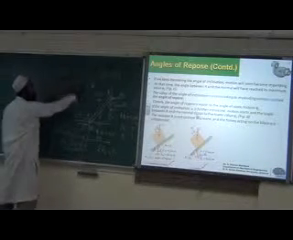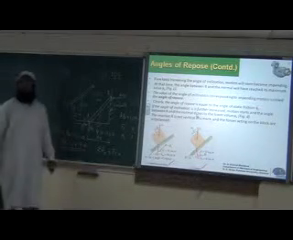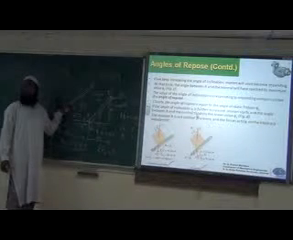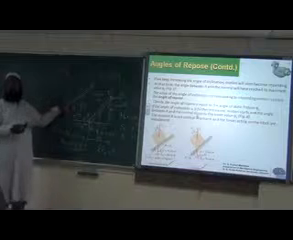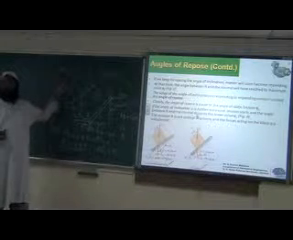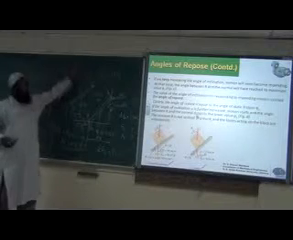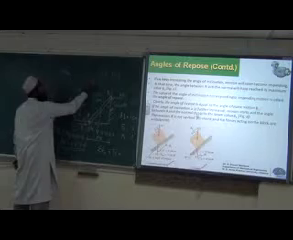Take moment of all the forces about point P. If I take the moment about A, these two forces will become 0, because they pass through the reference point and their distance to the reference point is 0. So it's better to take moment about B. This is point A and B.